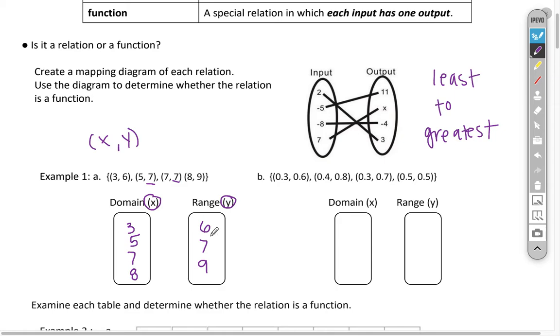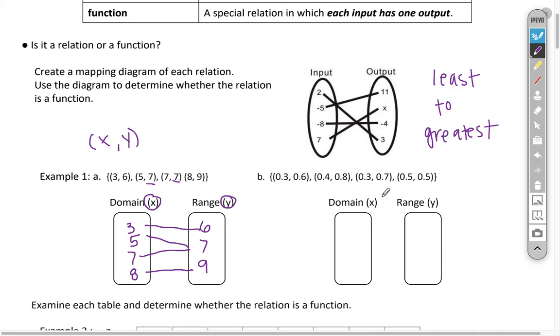Now, on this particular example, we're not going to worry about is it a function. I just want to make sure you guys are understanding how to map the diagram. So we have 3 and 6, we have 5 and 7, 7 and 7, and then 8 and 9.